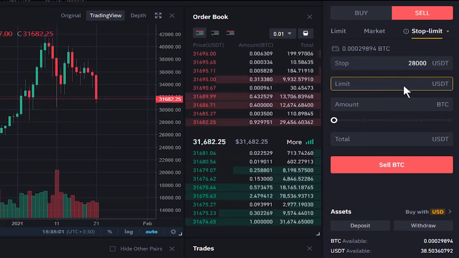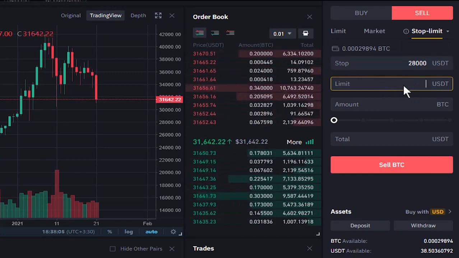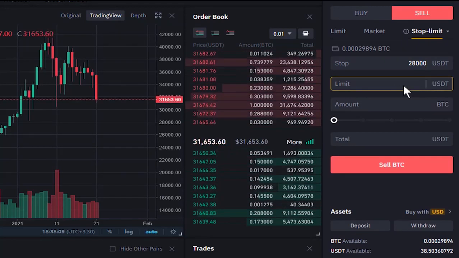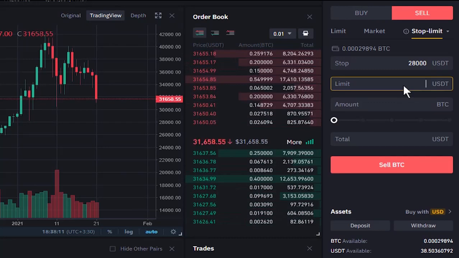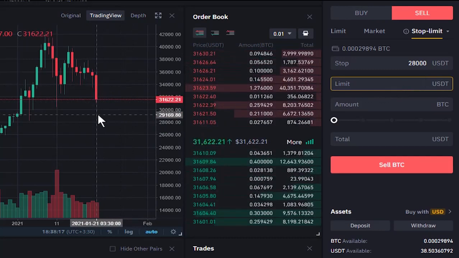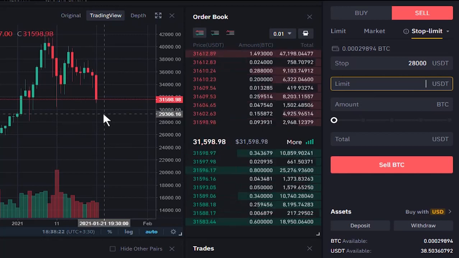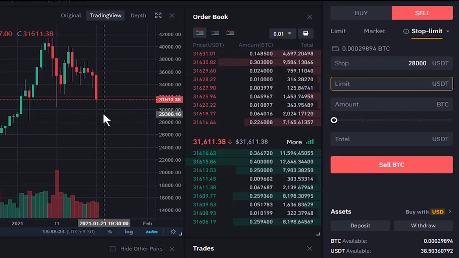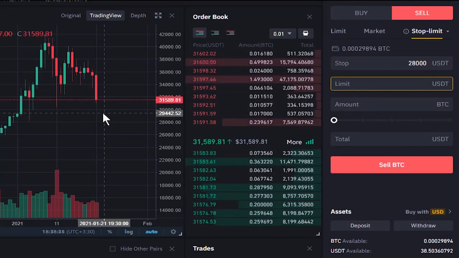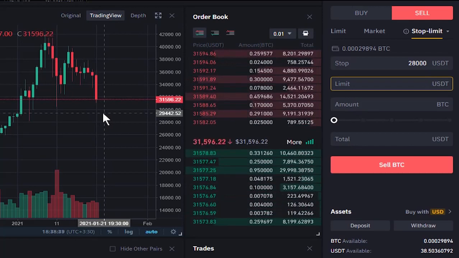And for limit price, pay attention that you can set it to 28,000 equal to the stop price, but it is safer to set it a little lower than the stop price. Why? Because when the market is highly volatile and the price is declining sharply, your order may not get filled and your position may go to more loss. So by placing the limit price a little lower than the stop price, you will have higher possibility that your order will get filled when the price reaches the stop price.